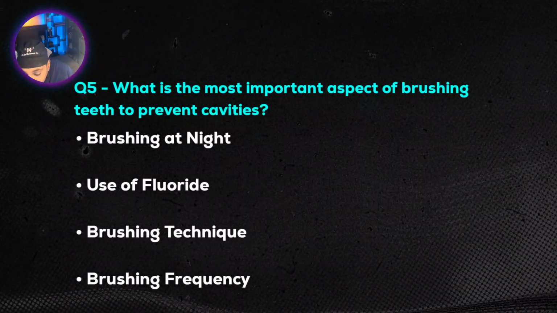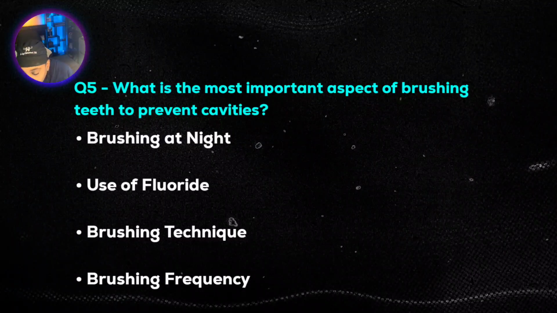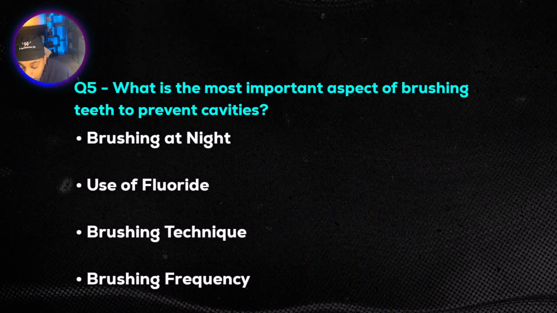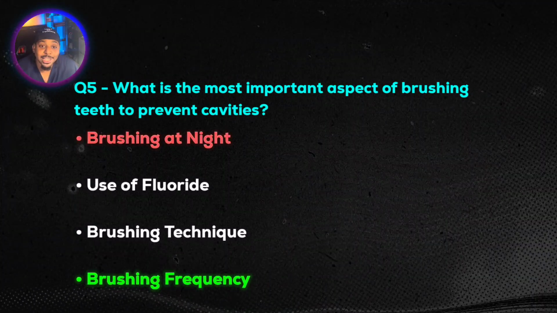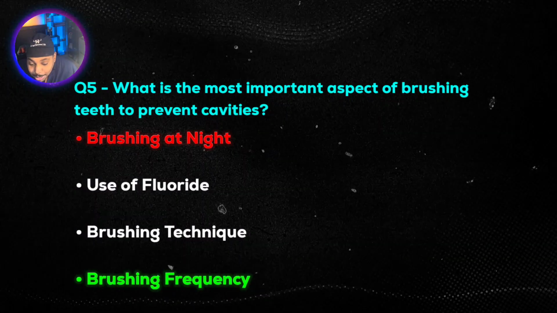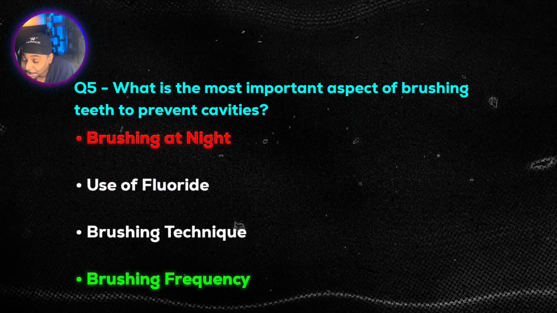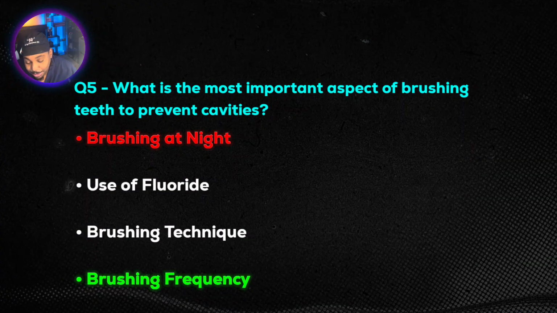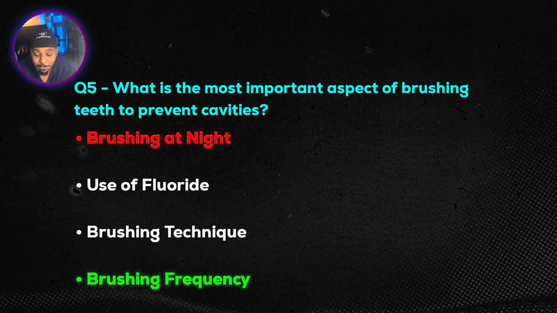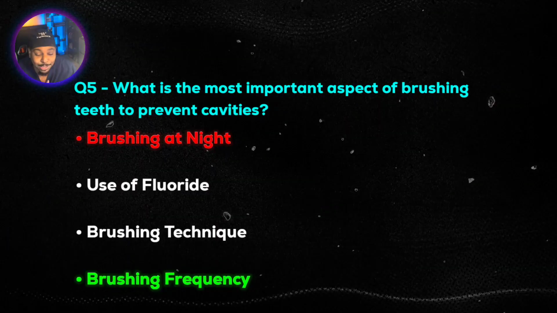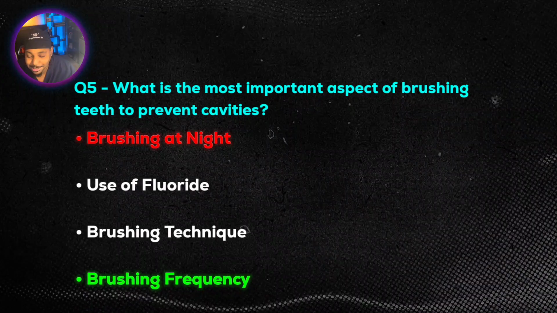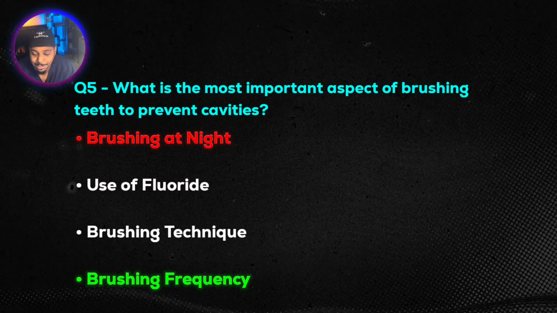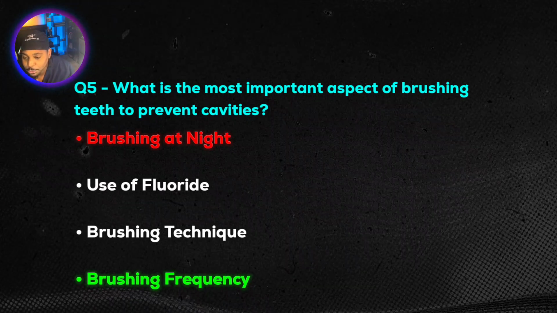Number 5, what is the most important aspect of brushing teeth to prevent cavities? All right, now, again, you should have answered D. Brushing at night. Brushing at night, very important. At night, your saliva production goes down. And remember, saliva is one of the main things that protect us from getting cavities. It's nature's buffer to help prevent your mouth from getting too acidic. And it also has some antibiotics and other things that fight cavities in there. But the main thing is its buffering effect to not allow things to be super acidic.